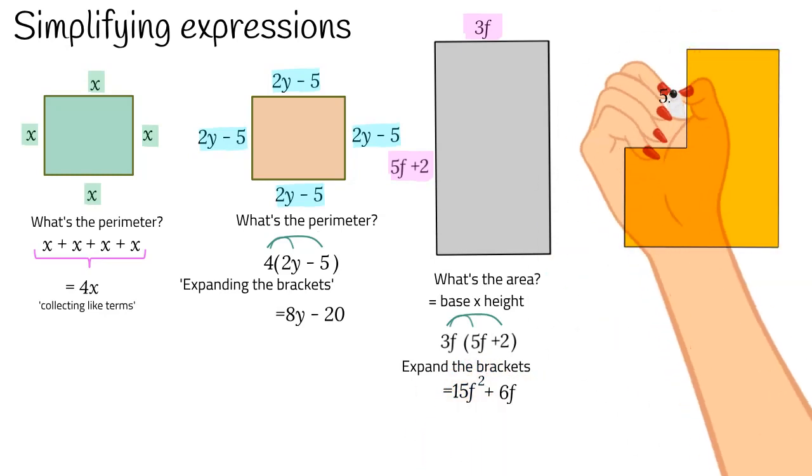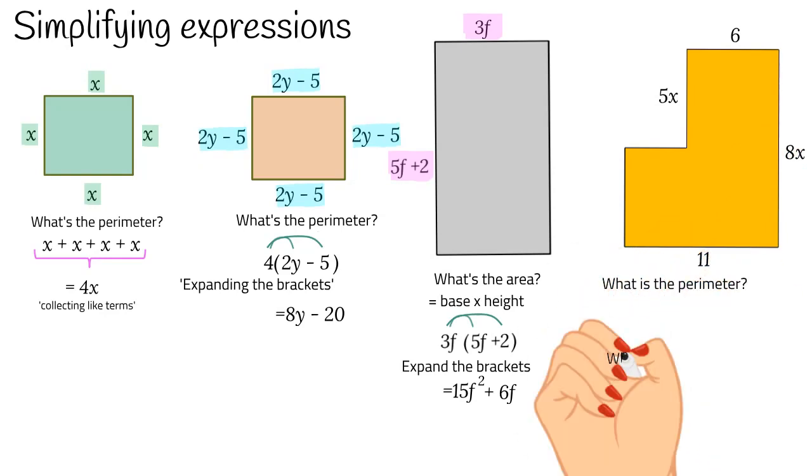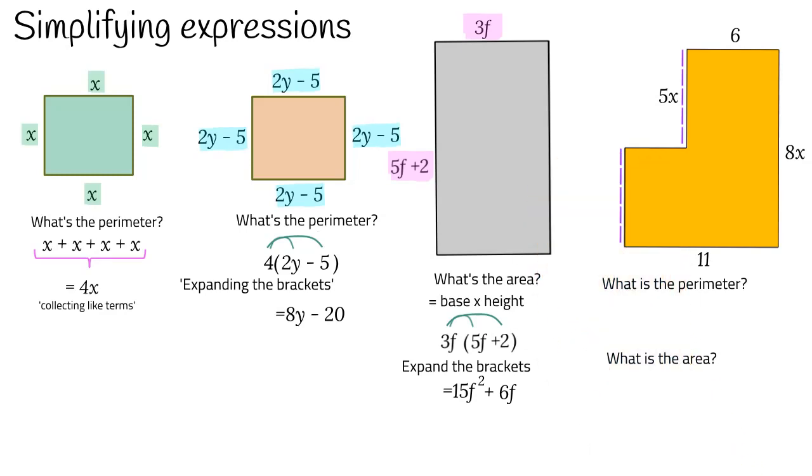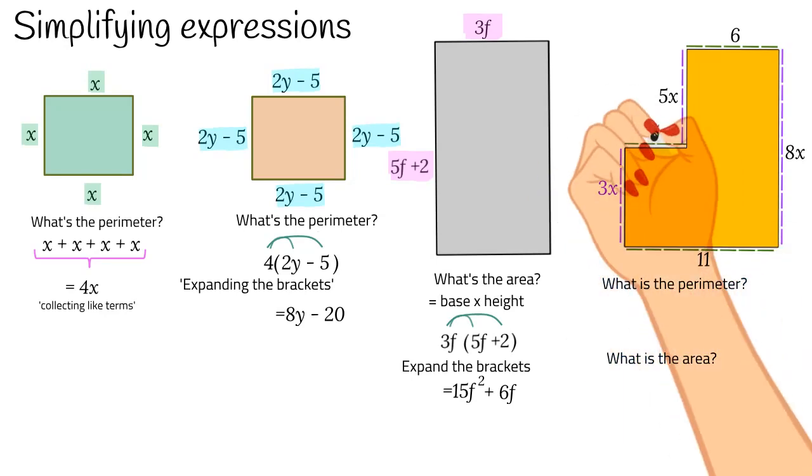Now we have a compound shape, and we want to find the perimeter and the area. To do this, we need to find the missing sides. So that 5x plus that missing side needs to make a total of 8x. So that missing side must be 3x. And we can do the same thing with the horizontal sides. That's 6, and the missing side has to make 11. So the missing side has to be 5.